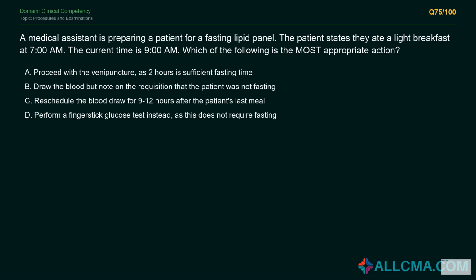Option A. Proceed with the venipuncture as 2 hours is sufficient fasting time. Option B. Draw the blood but note on the requisition that the patient was not fasting. Option C. Reschedule the blood draw for 9 to 12 hours after the patient's last meal. Option D. Perform a finger stick glucose test instead, as this does not require fasting.